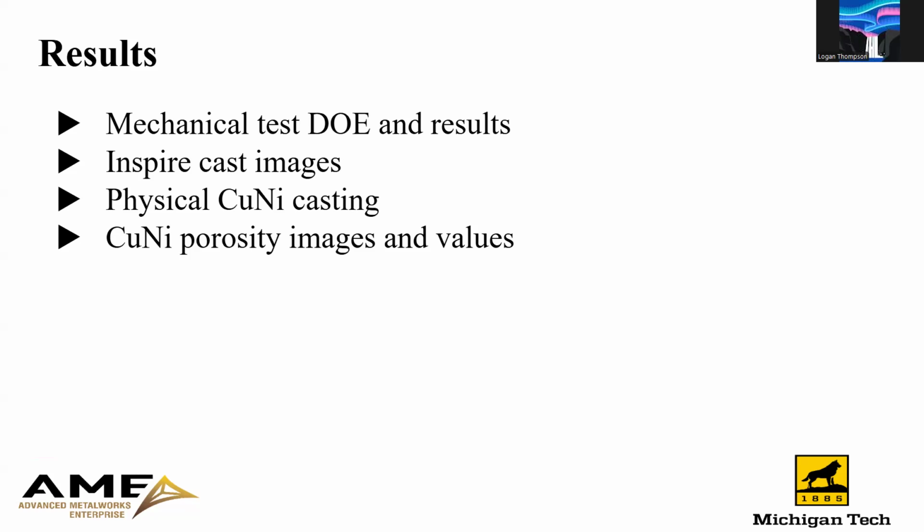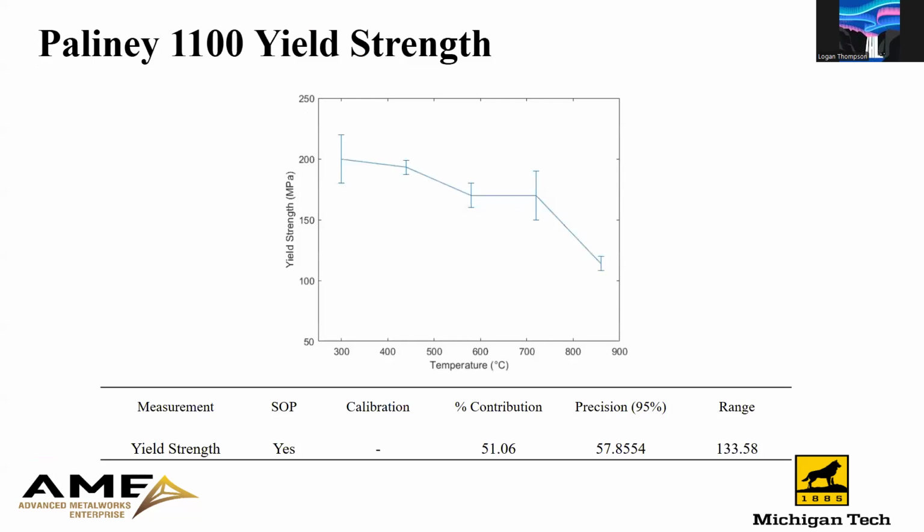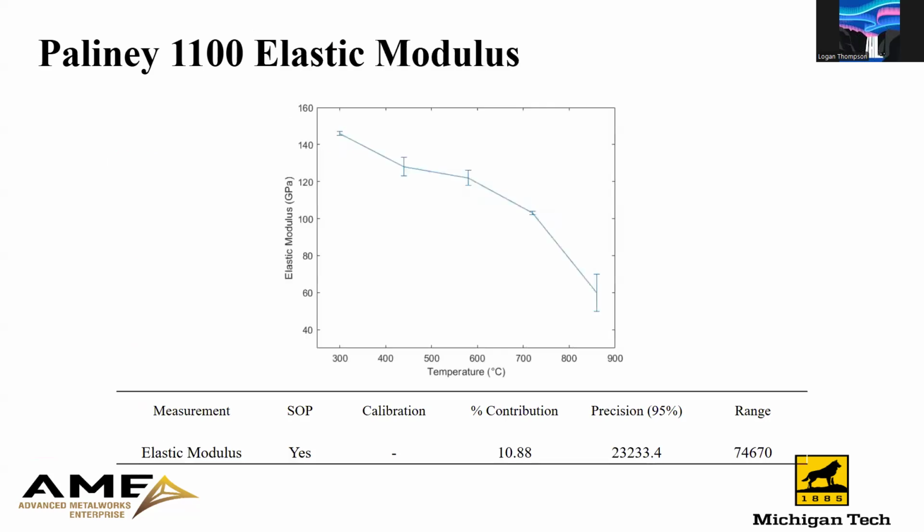For our results, we have the Gleeble testing results from the Gleeble testing design of experiment. Here are all our different runs, all the different test temperatures, and then the yield strengths and elastic modulus values that those provided us. And then here it is in the form of a graph with all the statistics on there, the error bars, all that. And then same thing for elastic modulus.